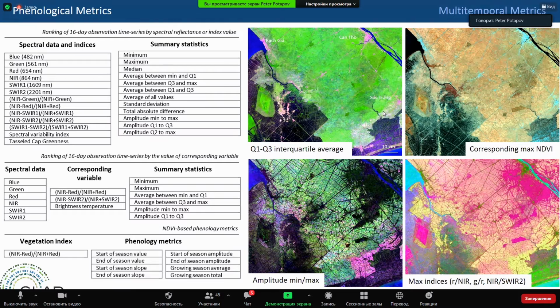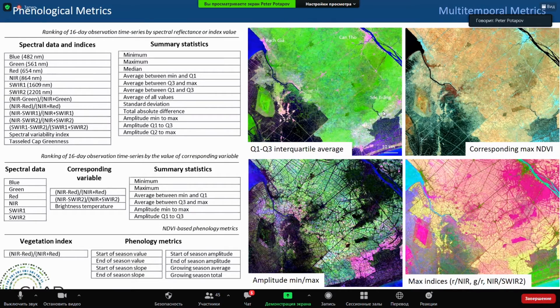We do not use 16-day composites. Instead, we use multi-temporal metrics to analyze phenology. Over here, you can see the distribution of reflectance during the year, the values of the indices, and also the dynamics of those indices during the year. We use more than 100 different metrics. Each of them is associated with some unique feature of the land cover. Some examples are given on the right.